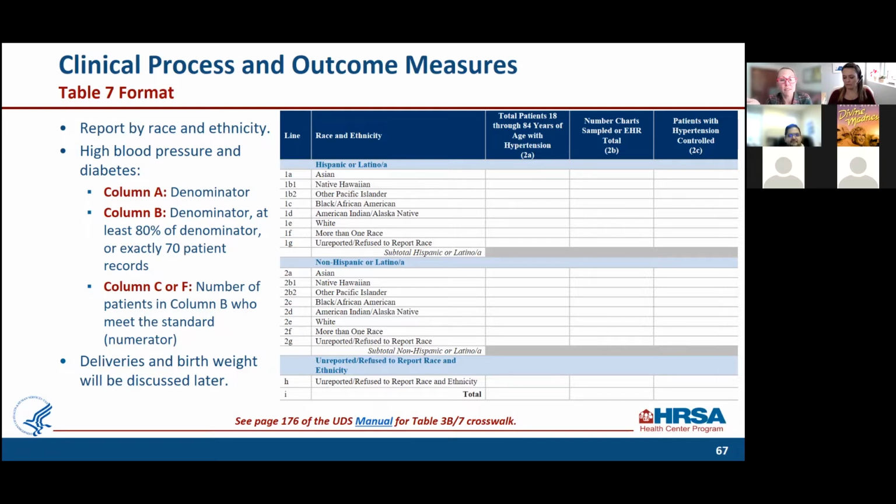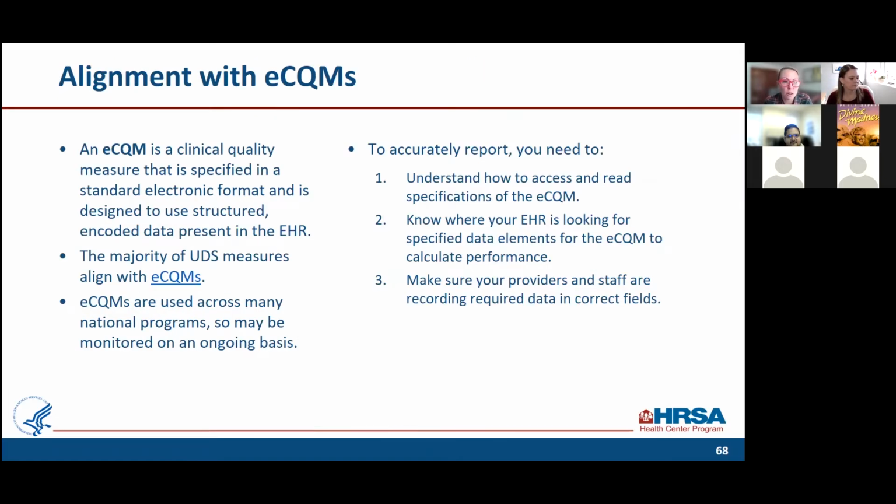Note that as with Table 6B, the expectation is that these measures will be reported based on complete and accurate information, and that every effort will be made to report on the full population of eligible patients. And again, although that 80% method is permissible, HRSA is really hoping that the 100% universe reporting is the method that you are using when possible.